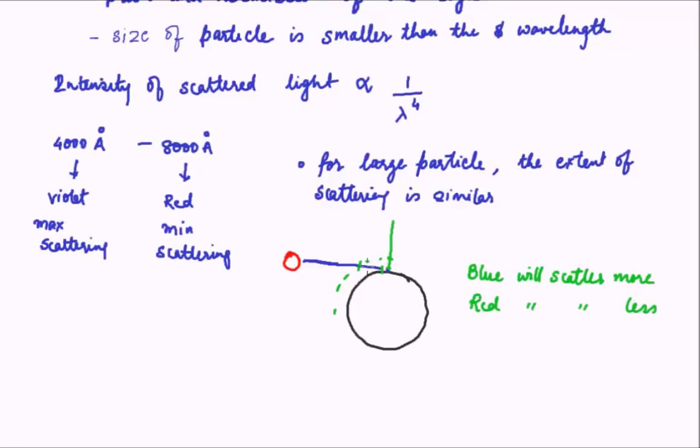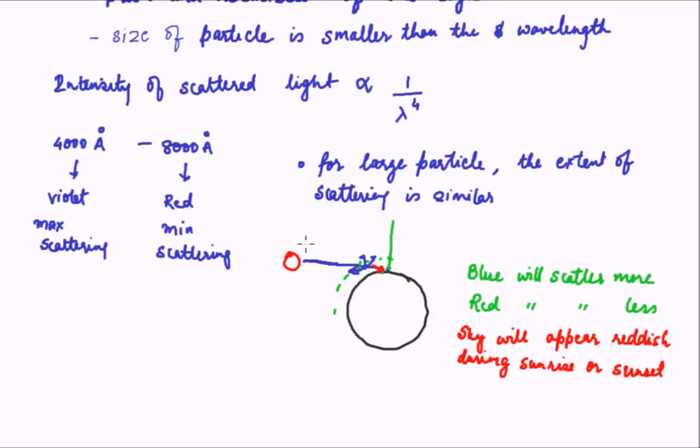Now as a result of that, what happens? The extent of scattering that can take place is more, because obviously more distance is available for scattering to take place, since there is more length of atmosphere available. Now what will happen is that the blue or the violet side of the visible light, let's say blue, will scatter more, and red will scatter less.